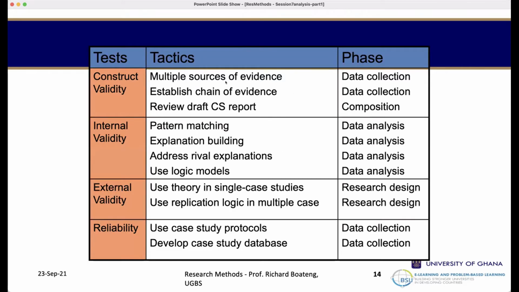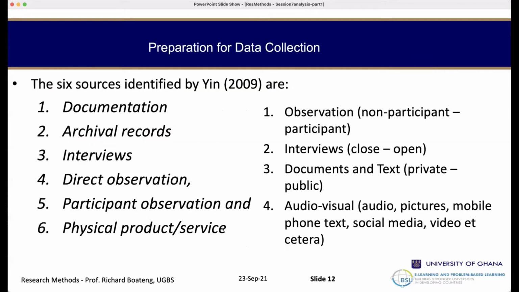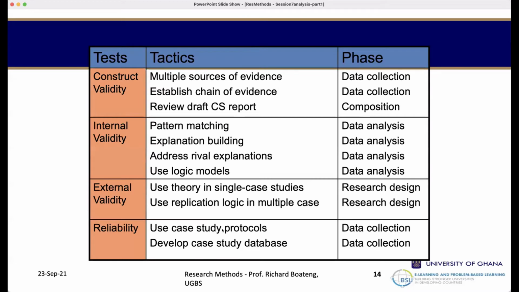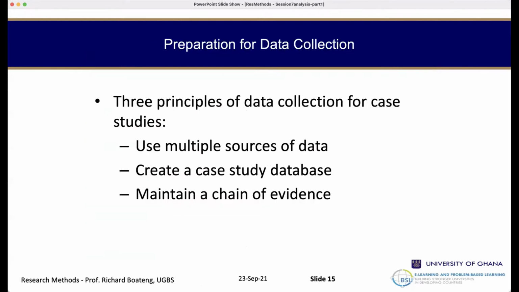Okay, so look at the multiple sources: construct validity. A chain of evidence: construct validity. Review your case study report: construct validity. So all 3 that we saw in the next slide are for construct validity. But you see, the same thing can also be for reliability. It can enhance reliability. Then it can also enhance part of external validity. So these things that we are putting together matter.